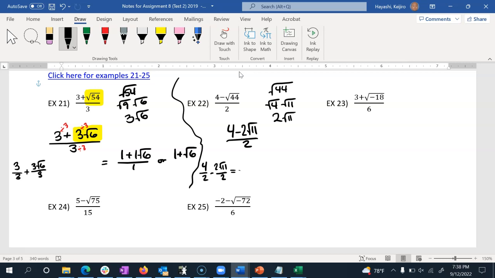Okay, so 4 over 2 is 2, and 2 over 2 is 1, so you end up with 2 minus 1 square root of 11. You can also recognize that each of these terms, the 4, the coefficient of 2, and the 2 on the bottom, are divisible by 2, and go ahead and divide them all by 2, and you'll end up with the same thing.